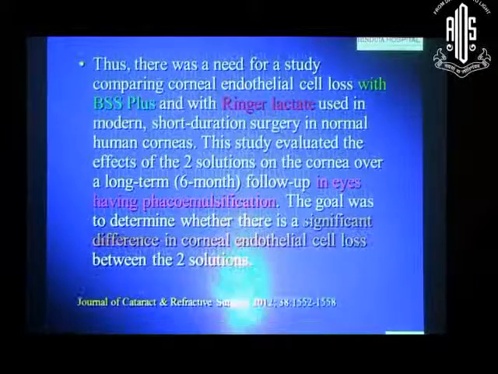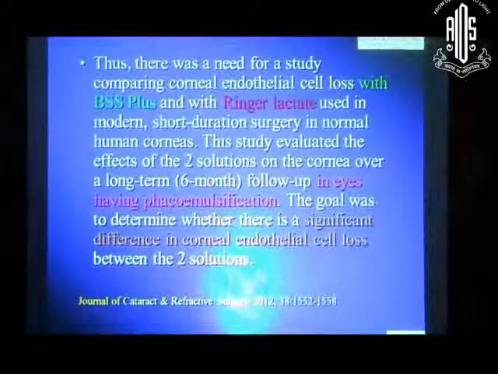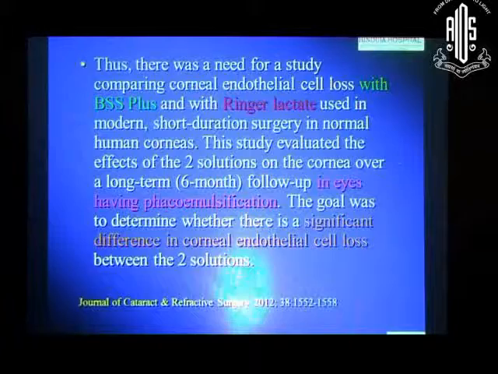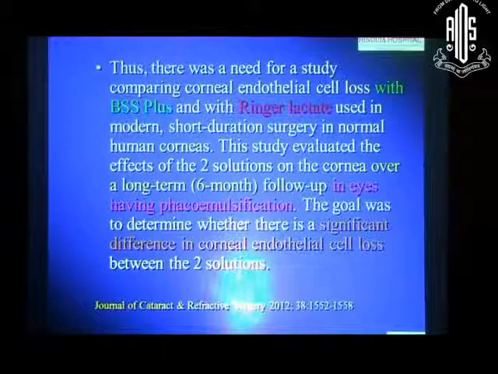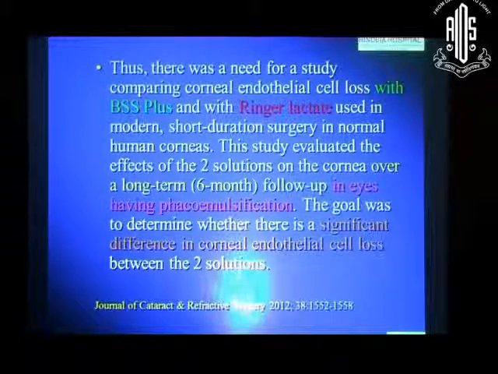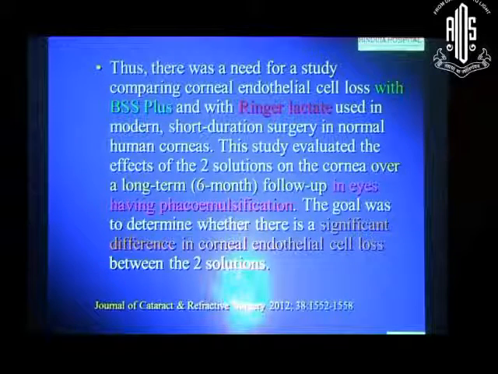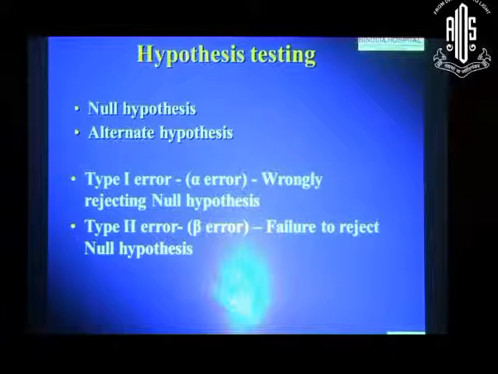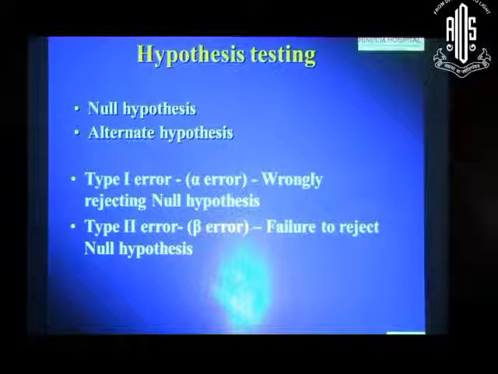PICOT, O is the outcome measure, which is now you see the endothelial cell count. The significant difference in endothelial cell loss. And finally the time, T, the time frame, which is the 6 months time period. So you know that all 5 elements are included in this. With this kind of research question, if you have formulated it, probably you are really on the right track.